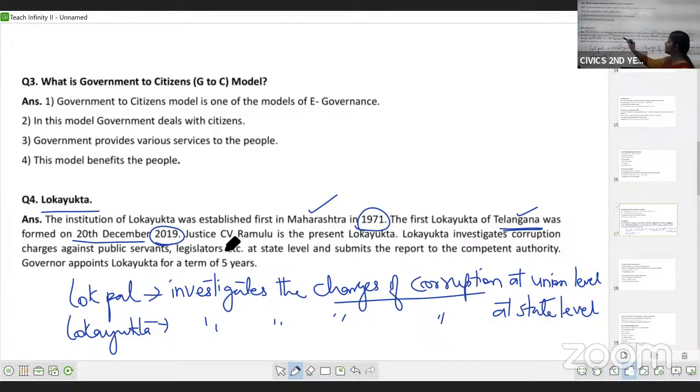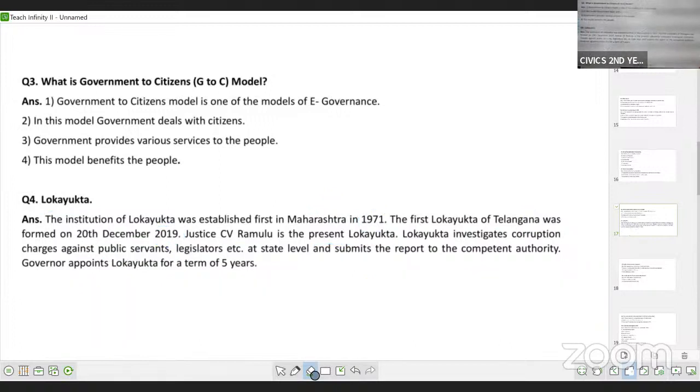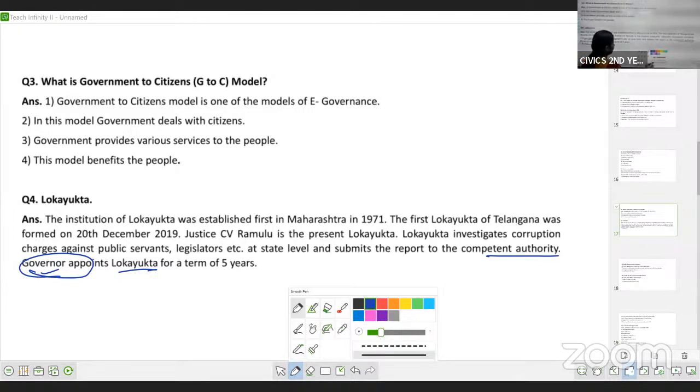Justice C.V. Ramlu is the present Lok Ayukt. He will look into the charges of corruption against public servants, that is state government employees, members of legislatures and other ministers. After investigation, it will submit the report to the competent authority, higher authority. And this Lok Ayukt is appointed by the governor. Lokpal is appointed by the president. Lok Ayukt is appointed by the governor. And the term of Lok Ayukt is 5 years. Okay, the term of office is 5 years. Okay, I hope I am clear with this.